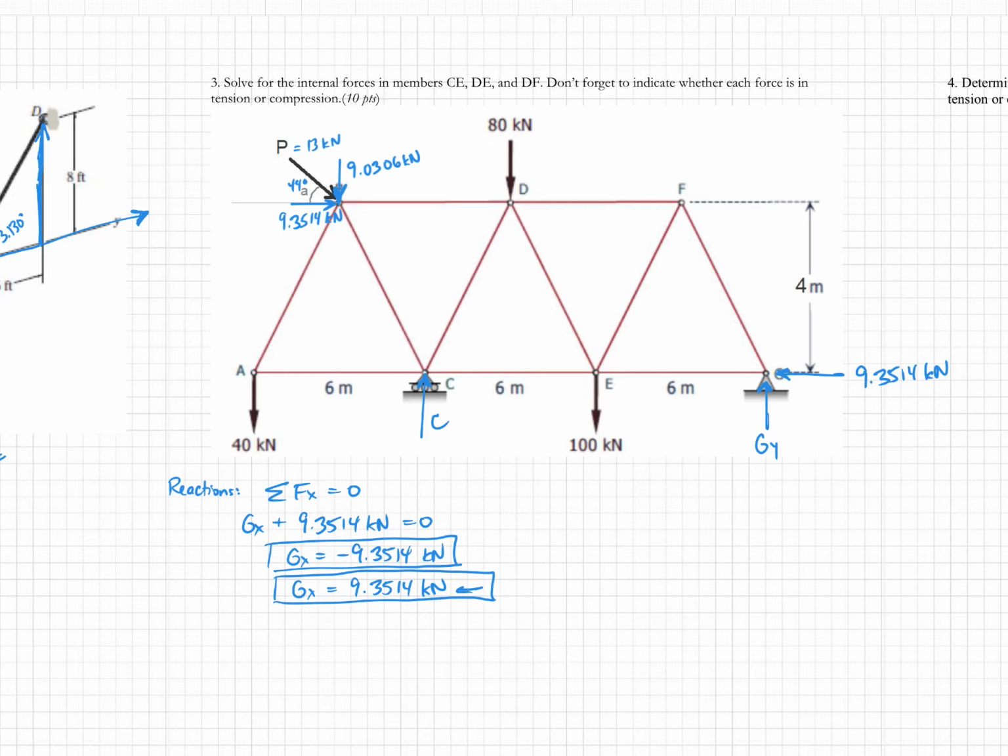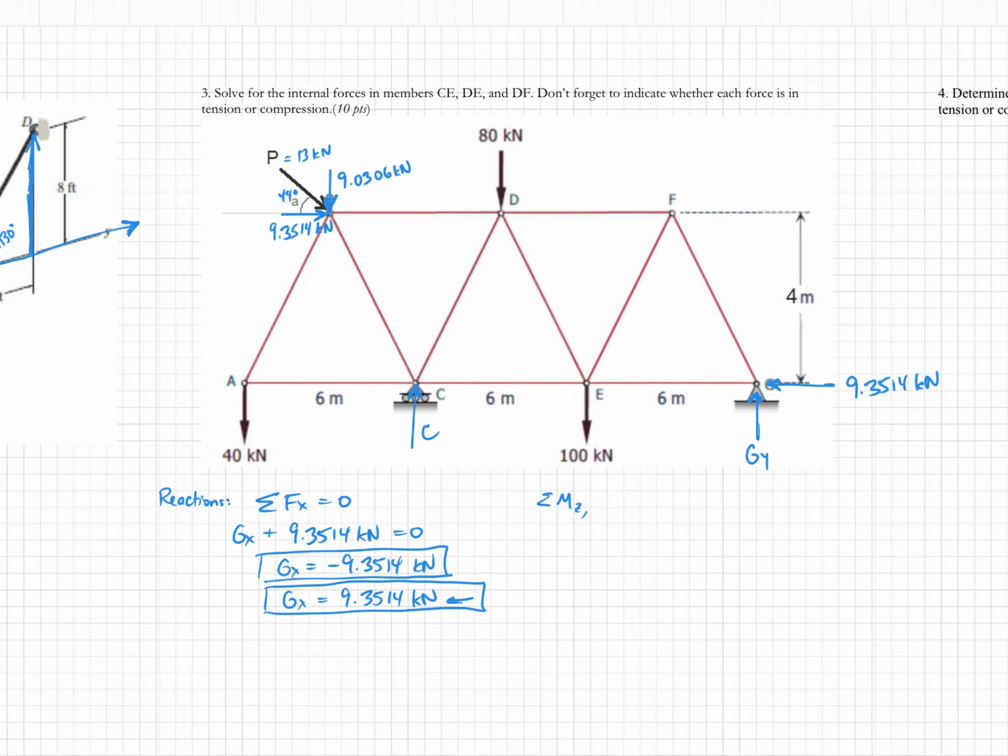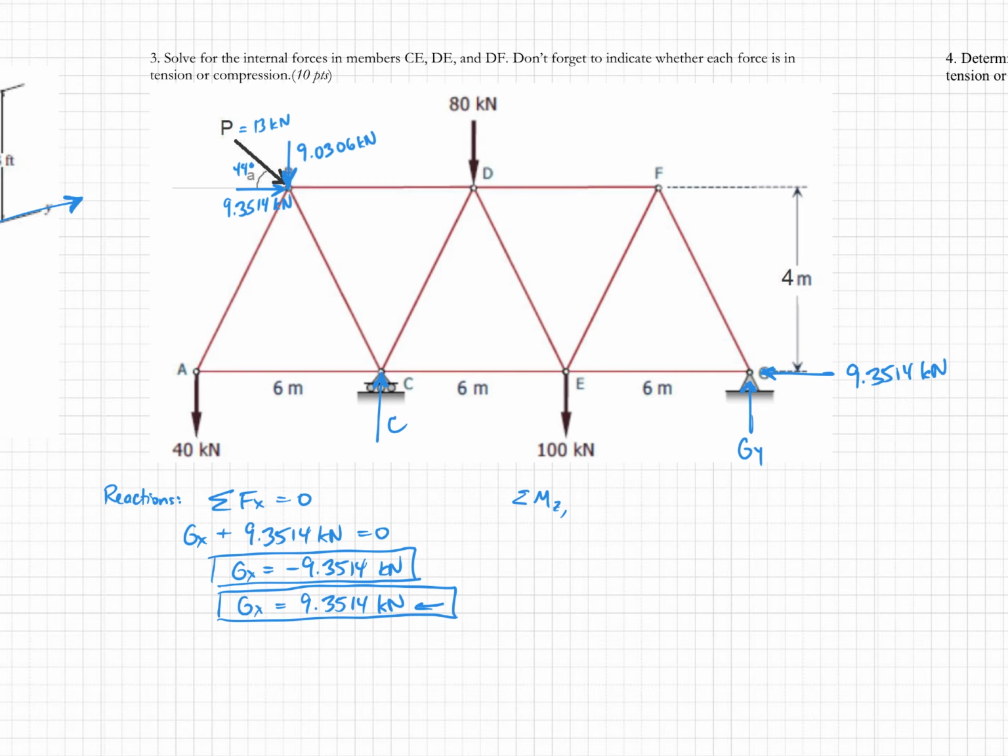Either one of those can be gotten with moments. Neither one of them can be gotten with the sum of forces in the Y direction because they're both in that direction. So let's do the sum of the moments. Sum of the moments in the Z direction. And let's do them around, it doesn't matter which point here. Let's do them around G, just because I kind of like doing it around endpoints. It makes all my distances a little bit easier to think about.